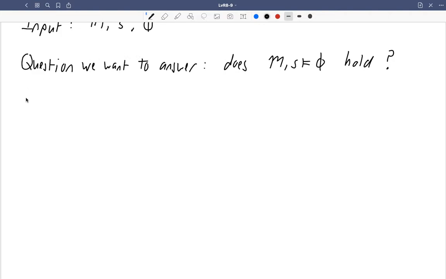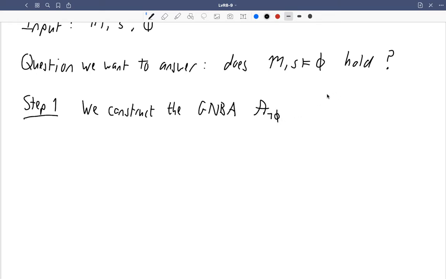So step 1 is we construct the generalized non-deterministic Büchi automaton that recognizes the language of traces of the formula not phi, so the negation of the formula phi. So we construct the generalized non-deterministic Büchi automaton curly A of not phi, as defined last week.